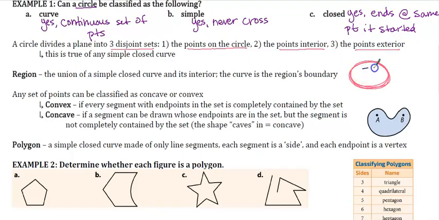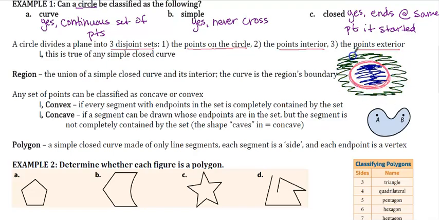Then I have the interior. So I have all the points inside as the second part, and all the points exterior are the third part of the disjoint set.